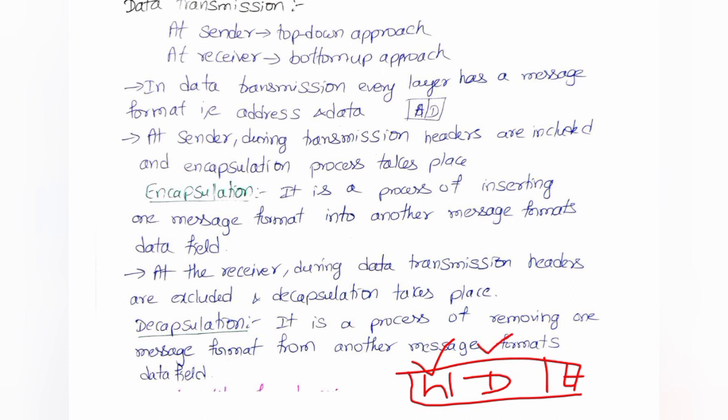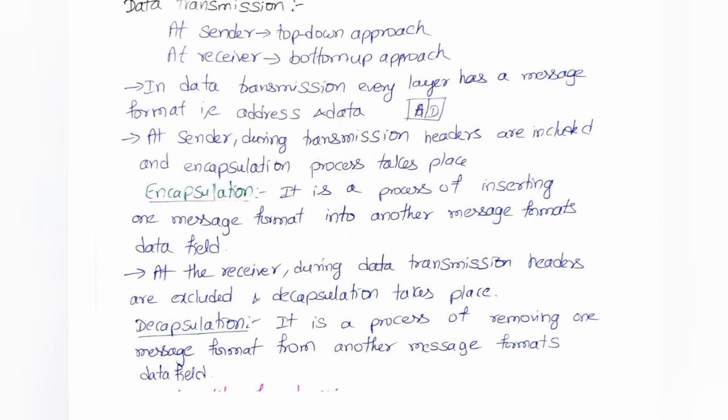So in data transmission, every layer has a message format, that is address and data, that is header and data format. But only in the data link layer there will be a trailer, and in the remaining layers it will be in the format of address and data, that is the header and data format. At the sender, during the transmission, headers are included and the encapsulation process takes place.